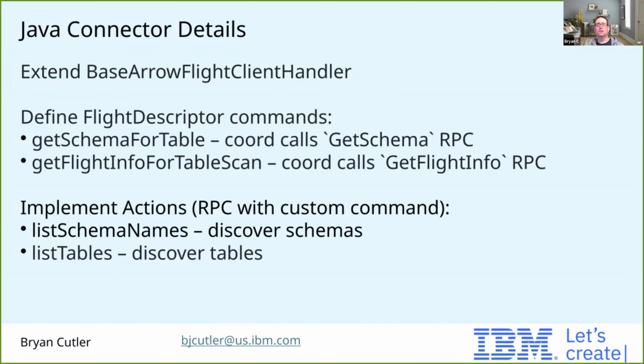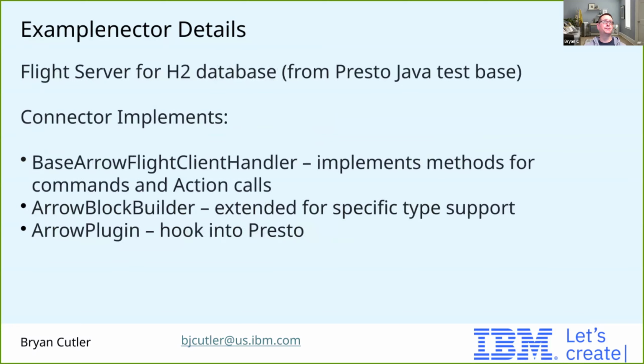Both of these are to do metadata retrieval. It's sort of obvious by the name, but it's left open how these are implemented. However, probably the best way to do this within Flight is to define an action RPC to provide a custom command, and the flight service would accept that action and return a list of schemas or tables. So that's basically all that's required of the Java connector.